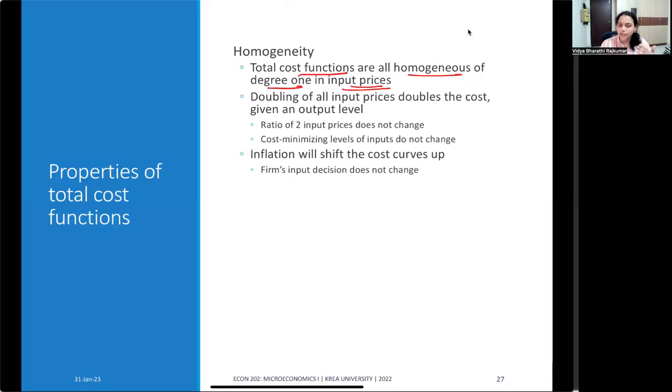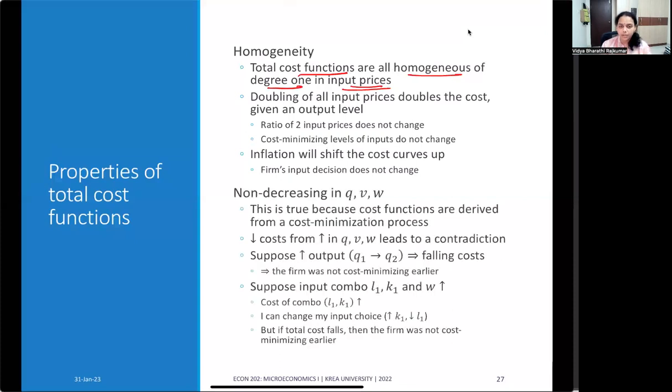Remember that when all of your prices are changing, the ratio of any two prices is not going to change. So the slope of your isoquant line won't change. And therefore, the point where you identify the solution of the cost minimizing bundle will also not change. The only change is that the bundle will now be twice as expensive because all of the prices have increased in the same proportion. That's why we say that total cost functions are homogeneous of degree 1 in all the input prices.